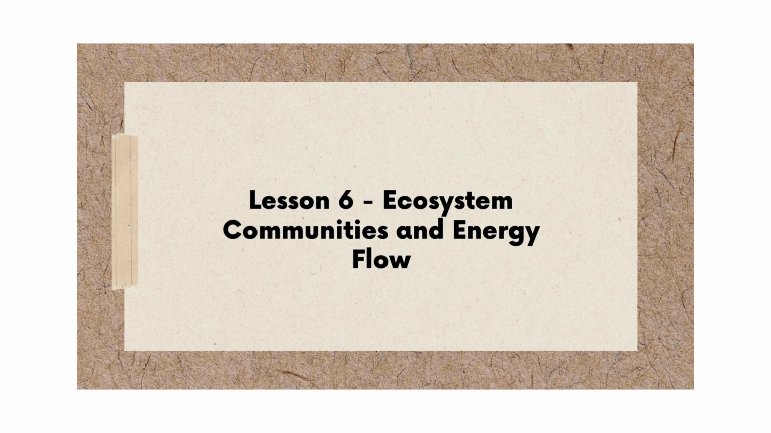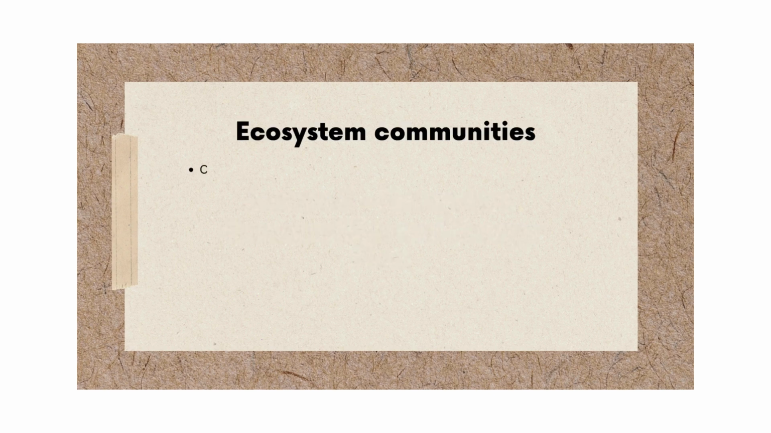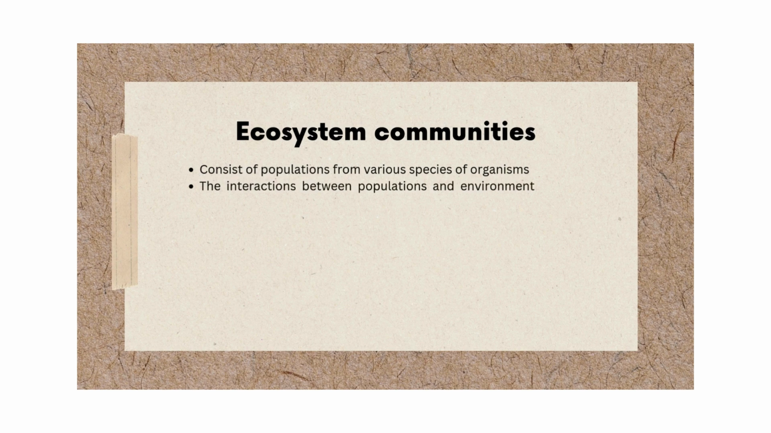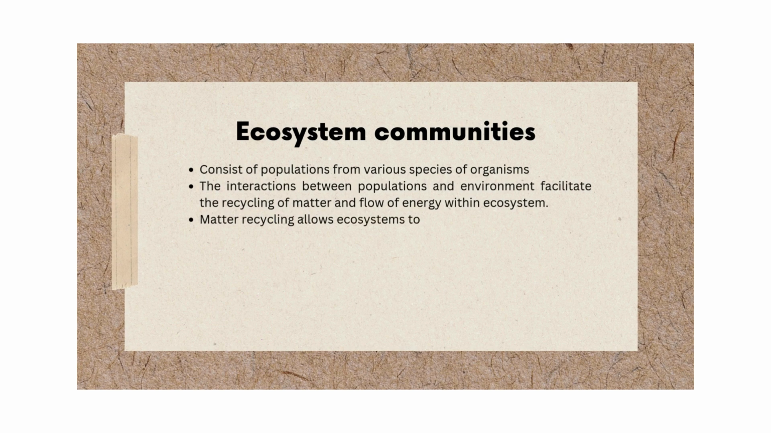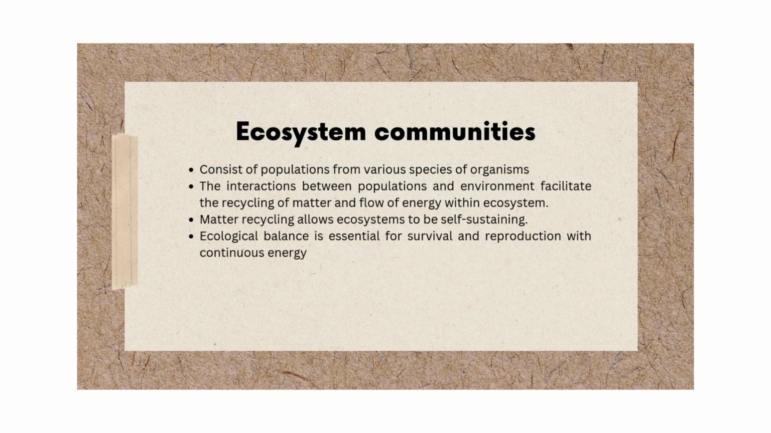Lesson 6. Ecosystem communities and energy flow. Ecosystem communities consist of populations from various species of organisms. The interactions between these populations and their environment facilitate the recycling of matter and the flow of energy within the ecosystem. This matter recycling, along with interactions with abiotic factors, allows ecosystems to be self-sustaining. An ecological balance is essential for the survival and reproduction of all populations in the community, enabling the ecosystem to persist into the future, provided there is a continuous energy input from the sun.